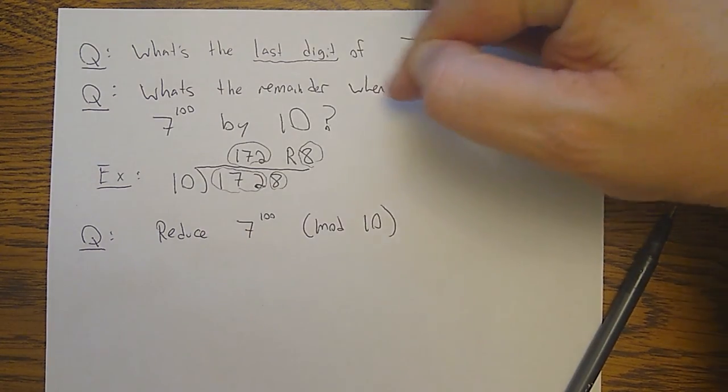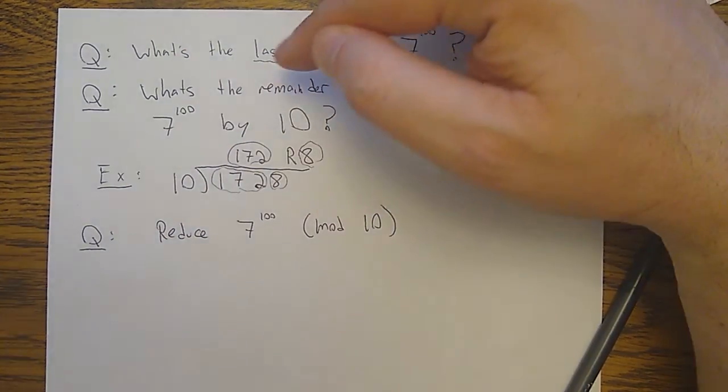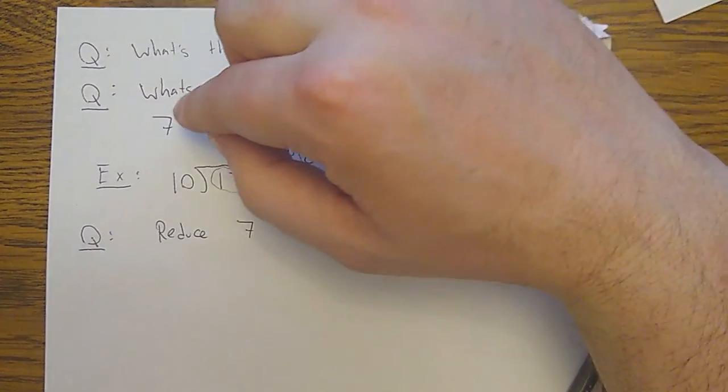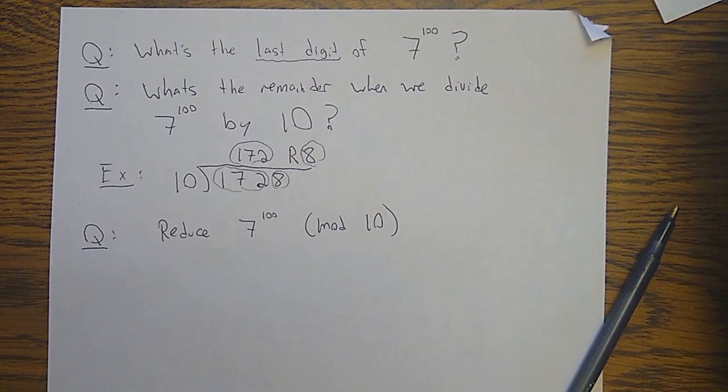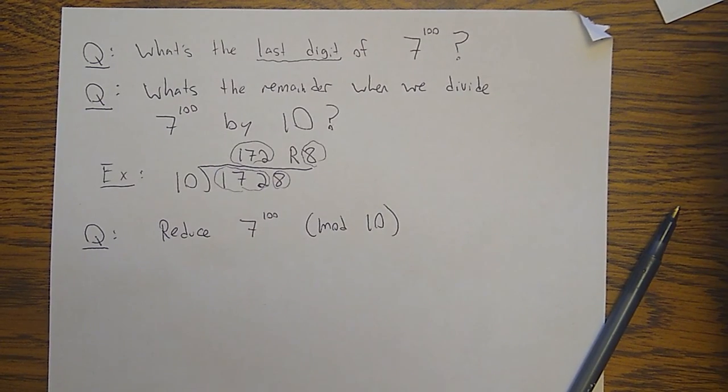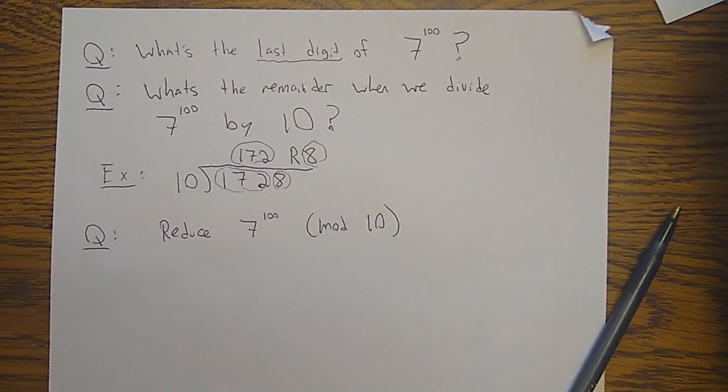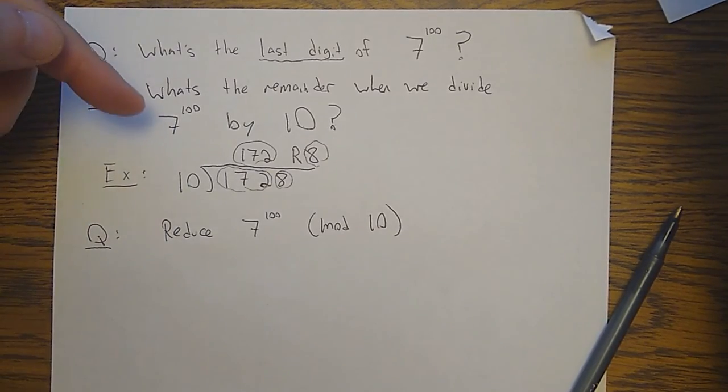So let me ask a second question that's really the same question. What's the remainder when we divide 7 to the 100th power by 10? And that's the same question because that's exactly what the last digit is. It's the remainder when you divide the number by 10.